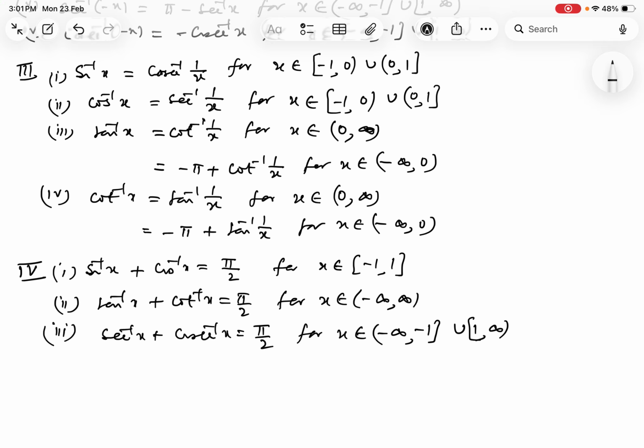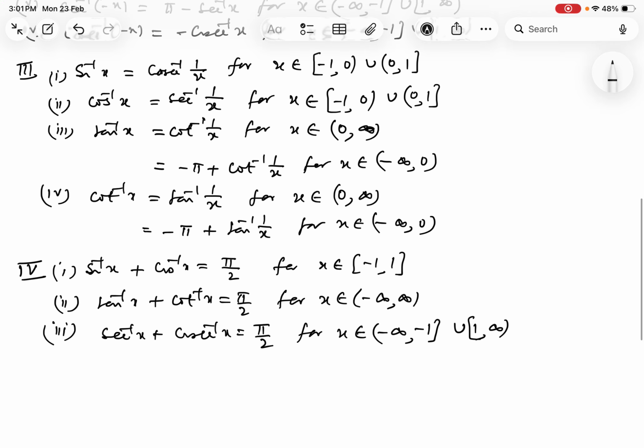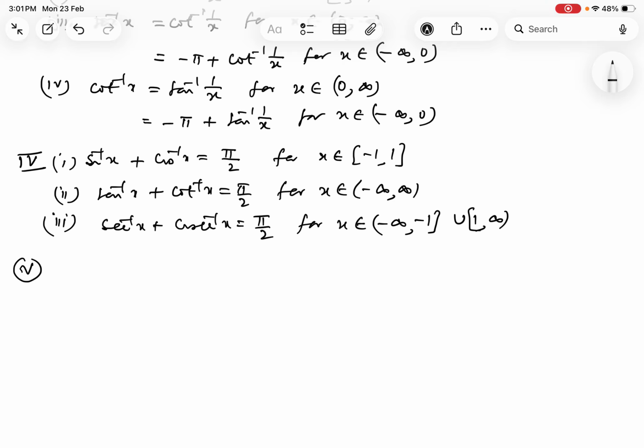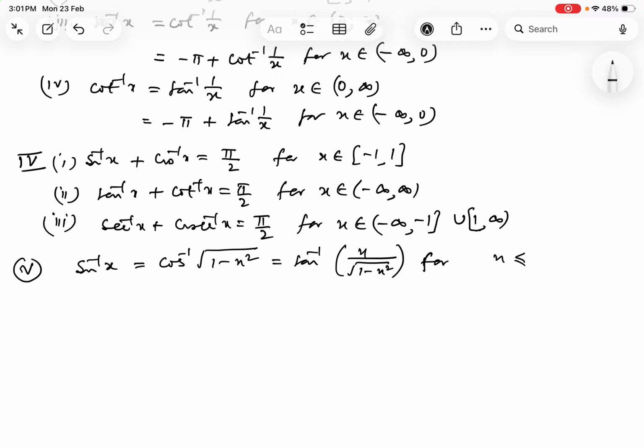Now in this, let us write the fifth result. Sine inverse x we can write in terms of cos inverse as cos inverse of root of 1 minus x square. We can write in terms of tan inverse as tan inverse of x by root of 1 minus x square, provided x lies between 0 and 1.